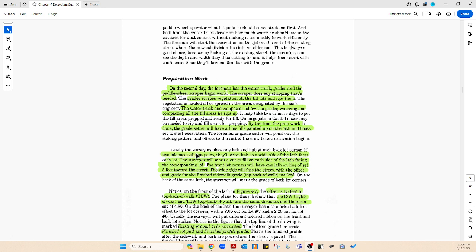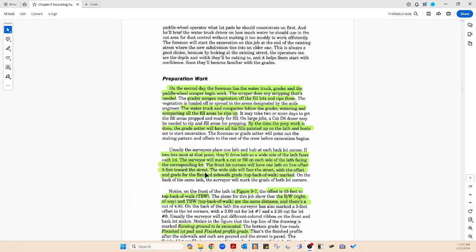If two lots meet at that point, they'll drive laths so a wide side of the lath faces each lot. The surveyor will mark a cutter field on each side of the lath facing the corresponding lot. The front lot corners will have one lath on line offset 5 feet toward the street.